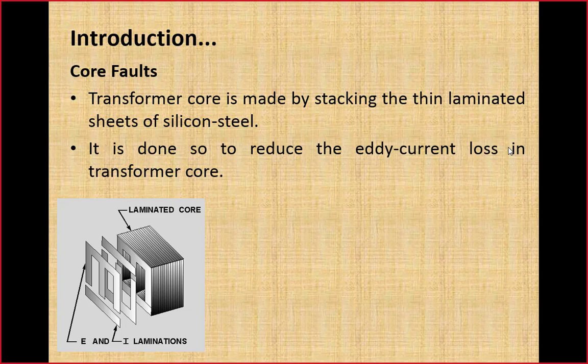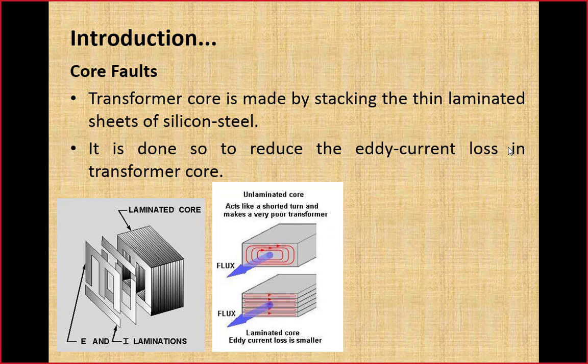Here is how the laminated sheets are used to make the core of the transformer. These laminated sheets are electrically isolated from each other. This is how eddy current losses will be reduced. Here we can see a core where we use a single solid material. This is a path for the flow of induced current inside the core due to the flux. That current will result in I square R losses.